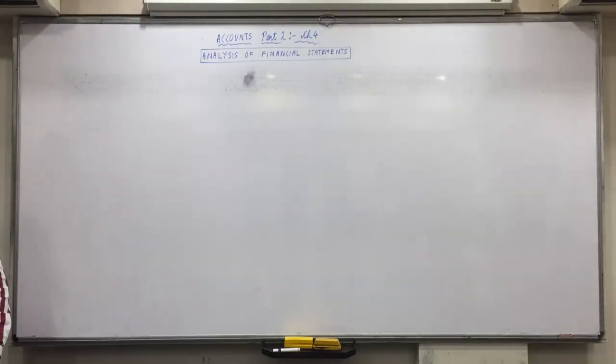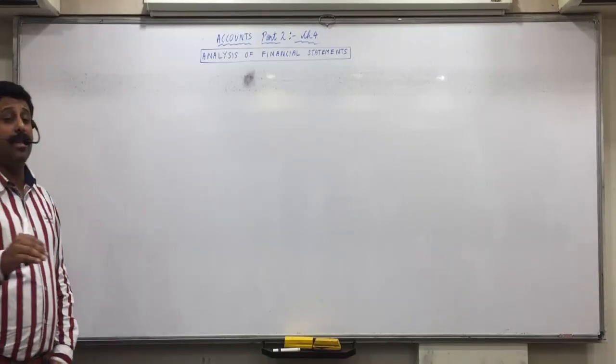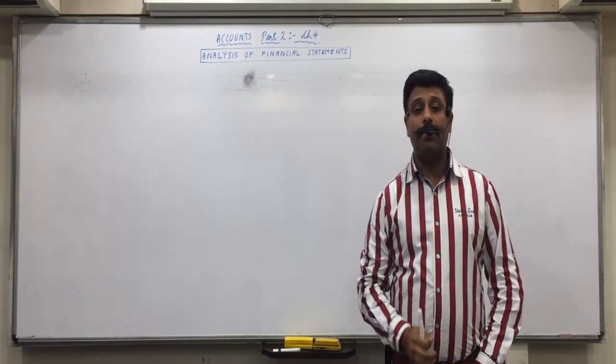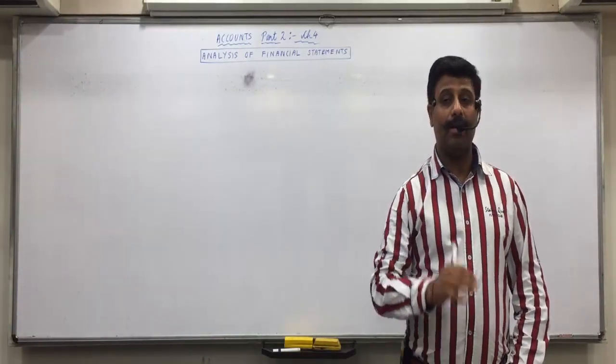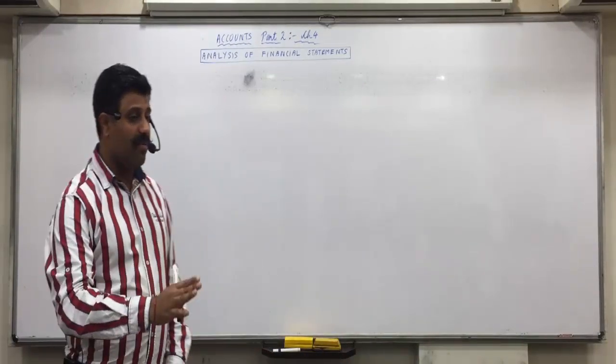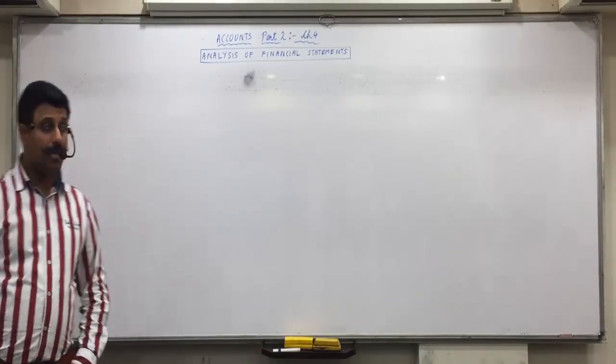Now, analysis of financial statements. So first of all, what do financial statements include? Statement of profit and loss and balance sheet. Financial statements include the statement of profit and loss and balance sheet.